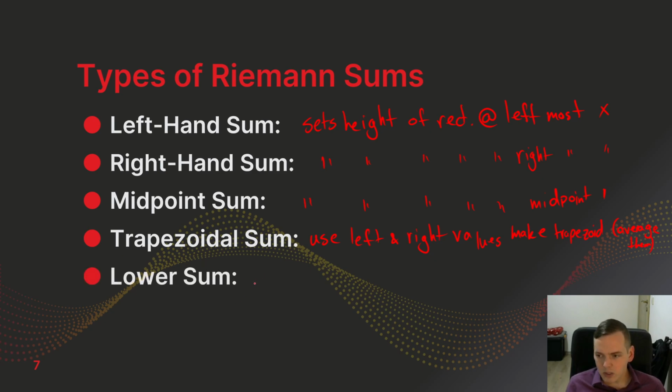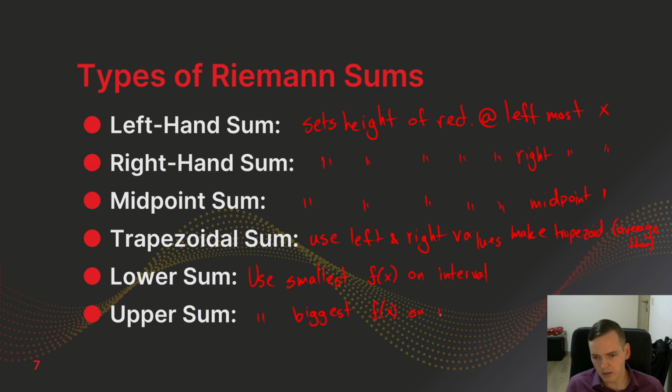We also have lower sum, which is to use the smallest f of x on the interval. And you can also use an upper sum, which is to use the biggest f of x on the interval.